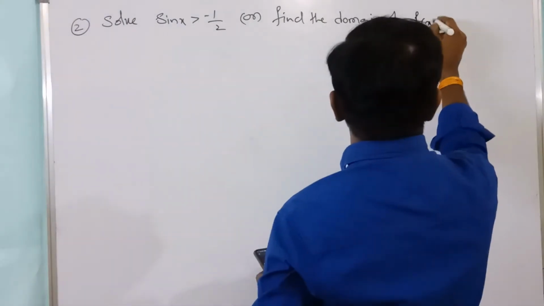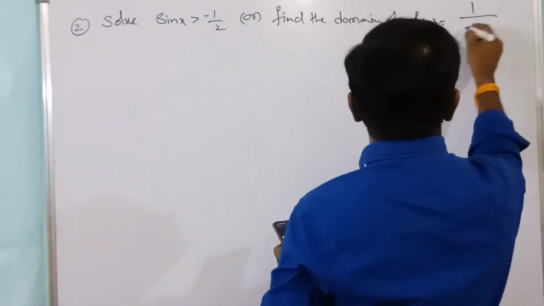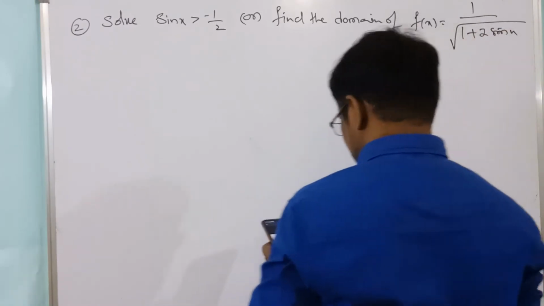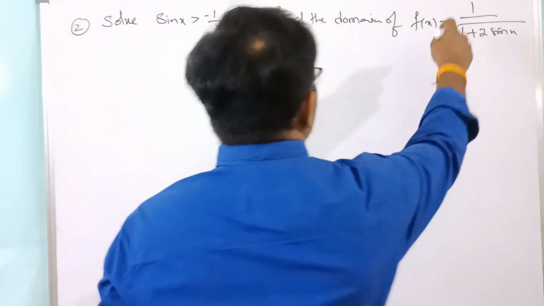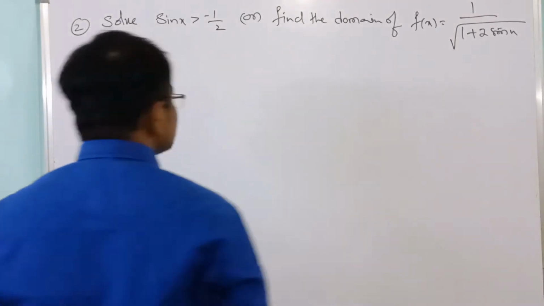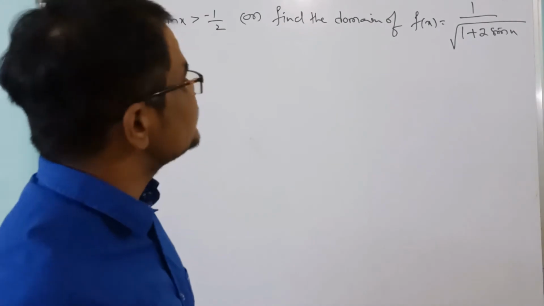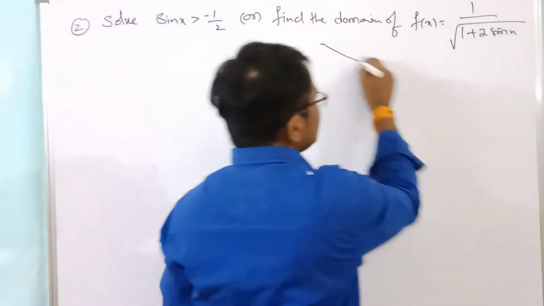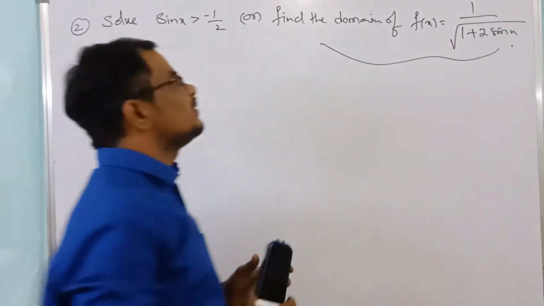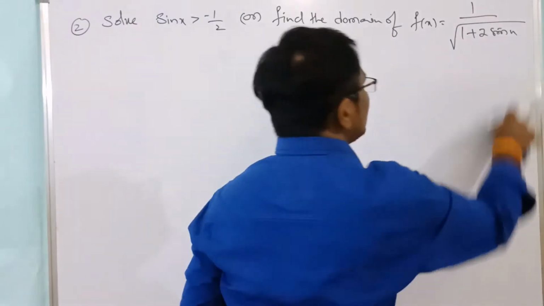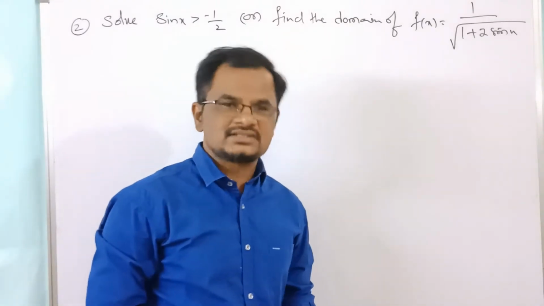f of x equal to 1 by under root 1 plus 2 sin x. So like this they will ask. Means once you observe, suppose they are asking like this: find the domain of the function f of x equal to 1 by root of 1 plus 2 sin x.